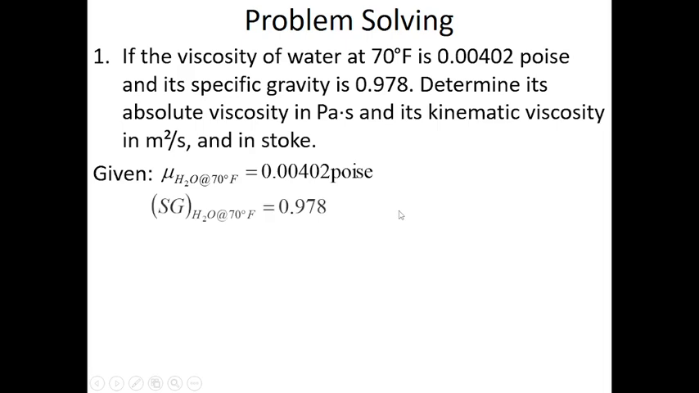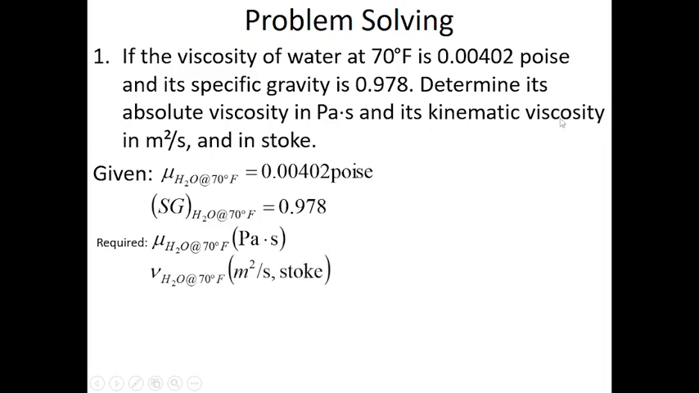The viscosity of water at 70 degree Fahrenheit is 0.00402 poise. The specific gravity of water at 70 degree Fahrenheit is 0.978. Required are as follows. The absolute viscosity of water at 70 degree Fahrenheit expressed in Pascal second. Okay, SI unit, Pascal second. And its kinematic viscosity in square meter per second, SI unit, and in Stoke.